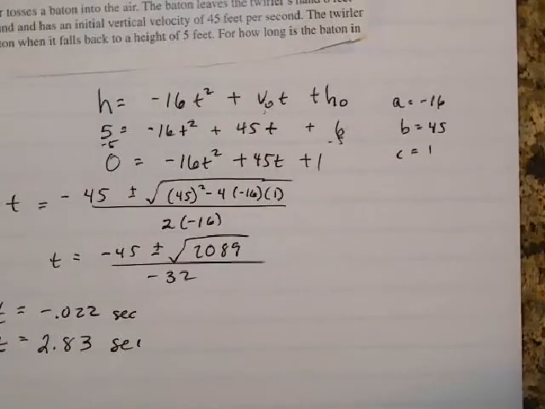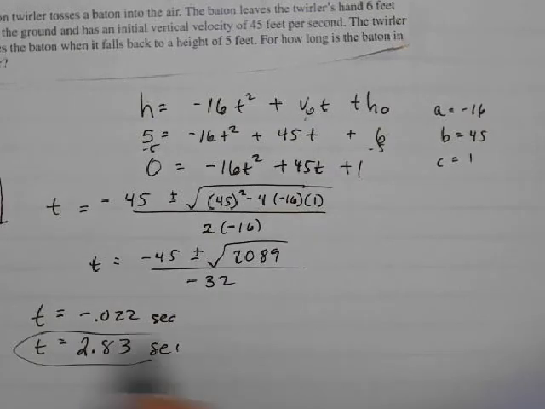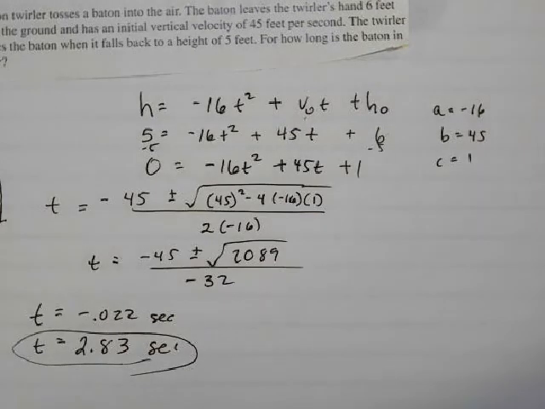So we can say that it either took the baton negative seconds to fly through the air or 2.83 seconds to fly through the air, and this would make a lot more sense for that to happen.